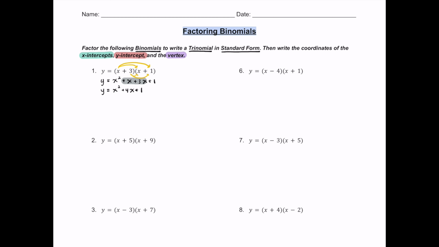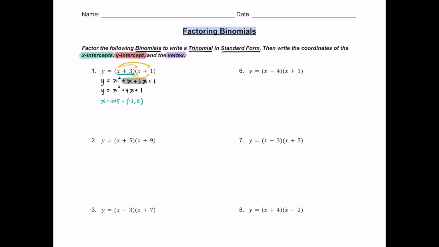Now, the next thing we're going to do is see if we can find the x-intercept. The x-intercepts are pretty straightforward. I'll go ahead and write x-intercepts. What you have to do is find out when each of the binomials is equal to 0. So when is this first one equal to 0? It's when x is equal to -3. So if x is -3, then the whole thing on the right side becomes 0.